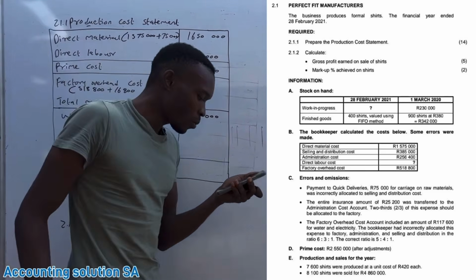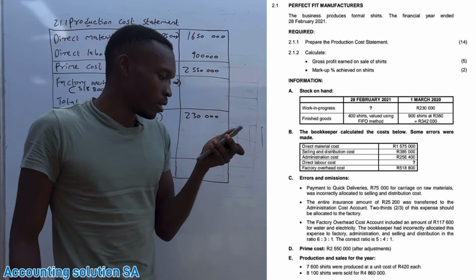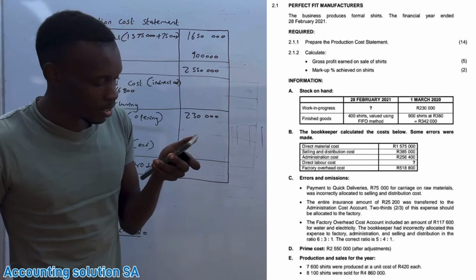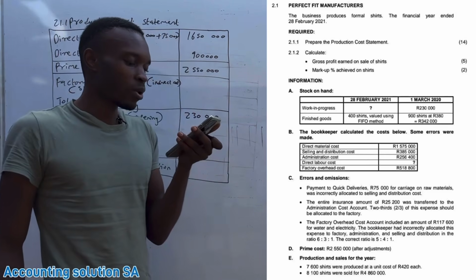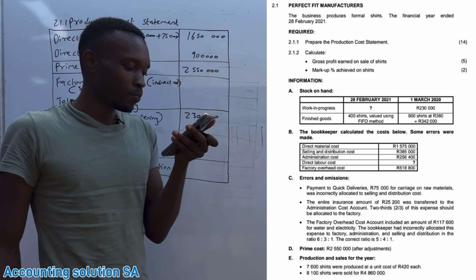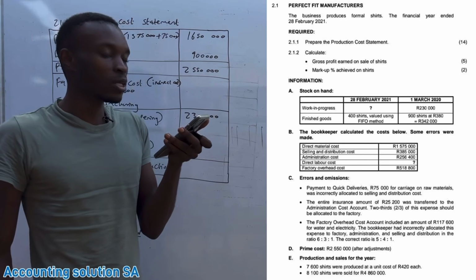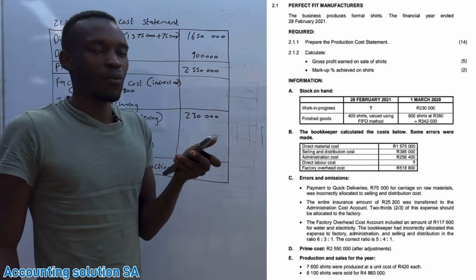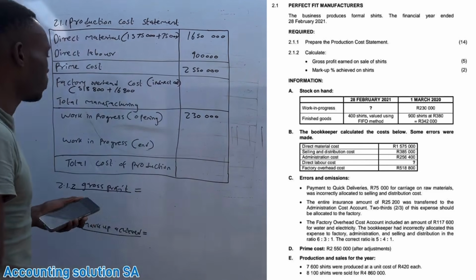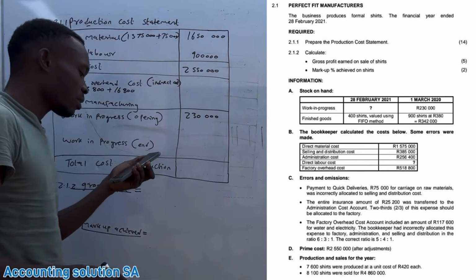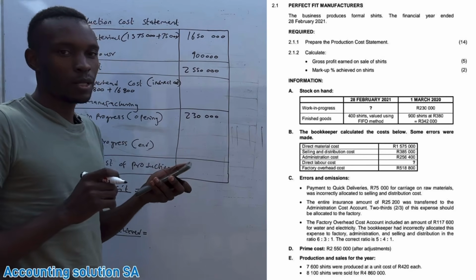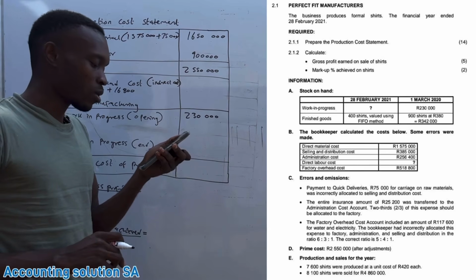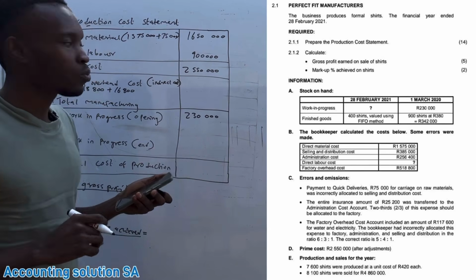Okay, we are not done with factory overheads. Bullet number 3. Factory overheads cost include an amount of 117,600 for water and electricity. The bookkeeper had incorrectly allocated this expense to factory, administrative and selling and distribution at a ratio of 6:3:1, and the correct ratio is 5:4:1. What do we do now? Very simple. Firstly, you need to know that 117,600 is not the total, but it's the 6 that has been allocated to factory overhead, and we were supposed to allocate 5. So what do we do in this case?